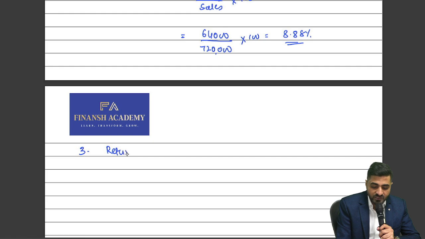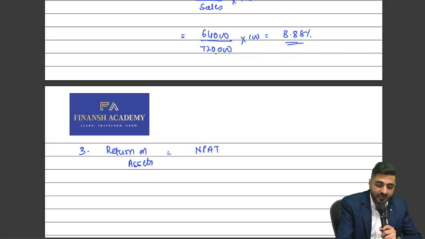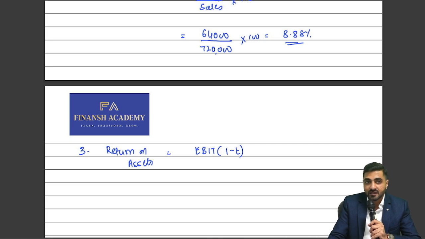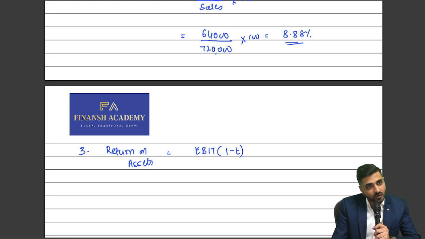Everyone in one voice, what's the formula for return on assets? Can I say return on assets will be NPAT? Because they have told you it is on operating profits after tax. Operating profit is EBIT, and to convert that into after tax, you do 1 minus tax rate. If no information is given, it's always NPAT upon assets. But if they give you operating profits after tax, then I have to take EBIT into 1 minus tax.